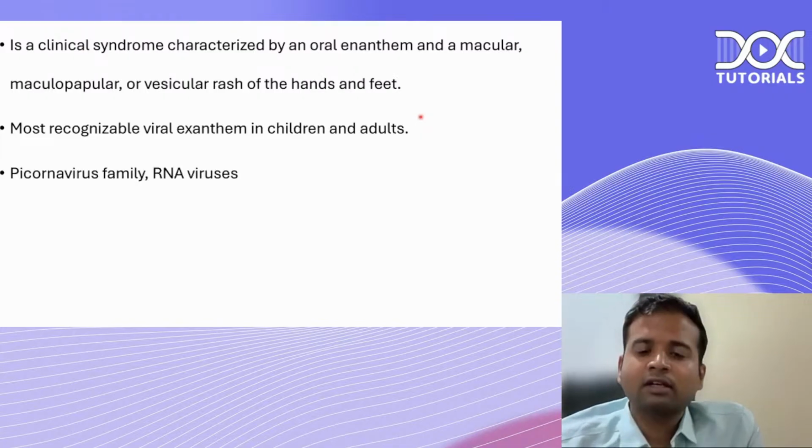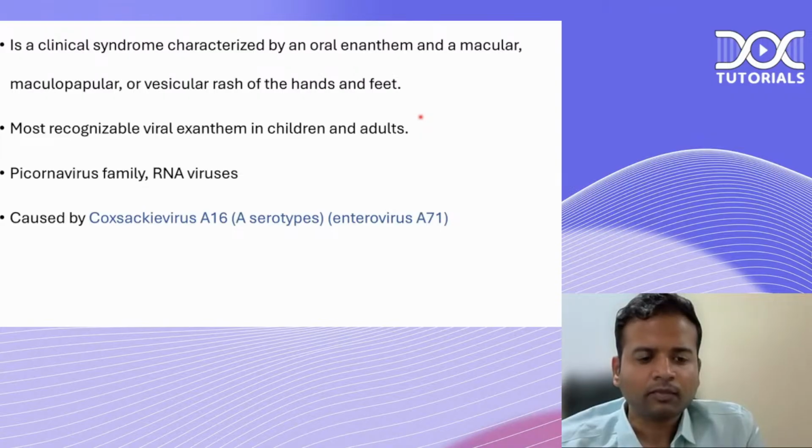So what causes hand, foot, and mouth disease? It is a viral infection caused by the enterovirus genus group of viruses. It is an RNA virus belonging to the picornavirus family, and the genus is enterovirus, and there are many species in the family of enterovirus which cause HFMD. Basically, it is an RNA virus. It is caused by Coxsackie virus A16, most commonly, and also enterovirus A71.